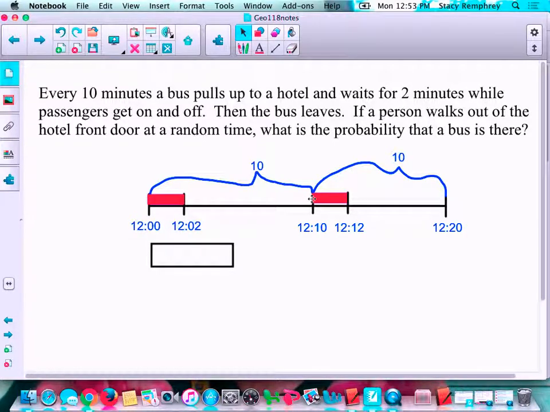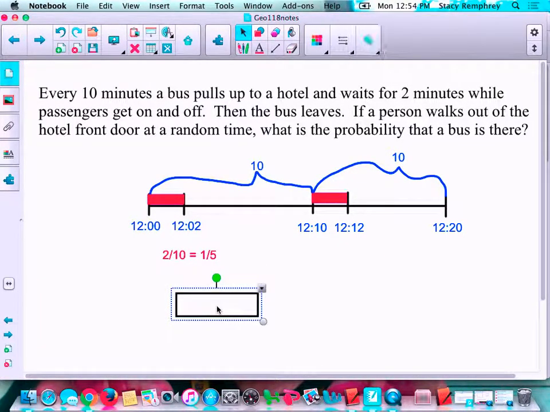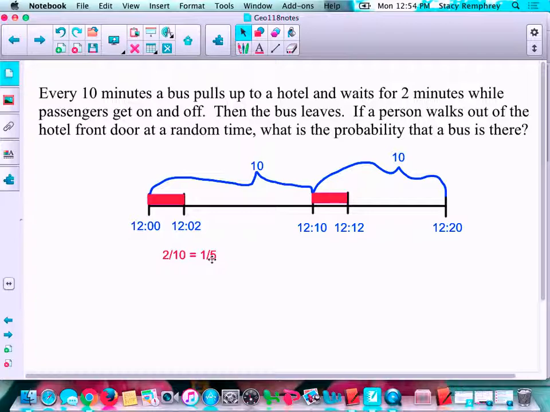If we look at this entire segment, I'm hoping you're seeing there's a repeat here. I have a total segment between buses of 10 minutes. So for the probability that the bus is there, what is the part that's the winner? That would be this 2-minute block in here. Out of the 10 total minutes between one bus arriving and the next bus arriving, the winning time would be 2 out of 10 minutes. So you would have a 1 in 5 probability that a bus would be there if you walked out the door at a random time.